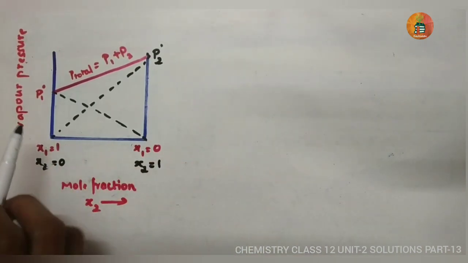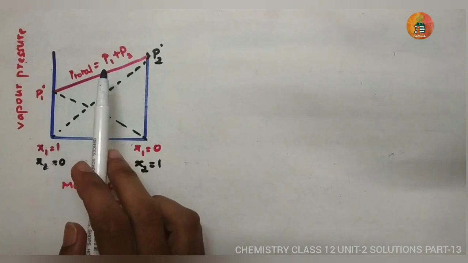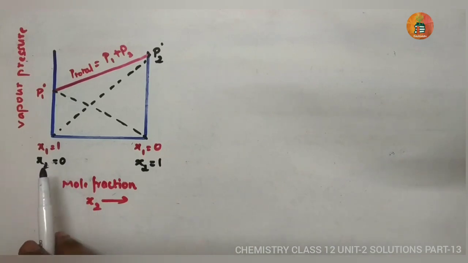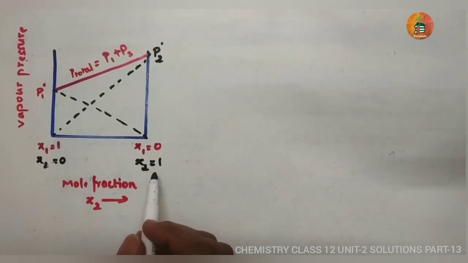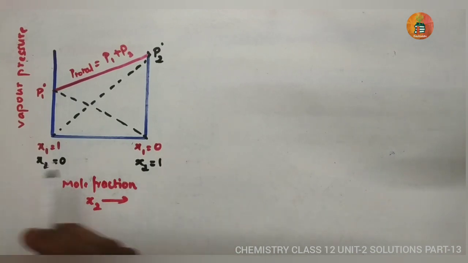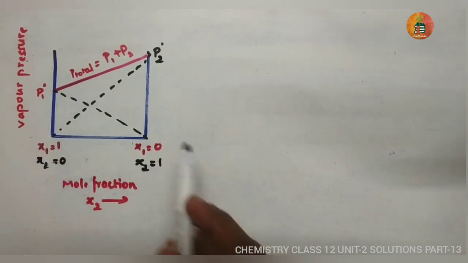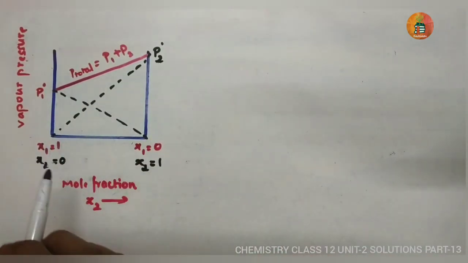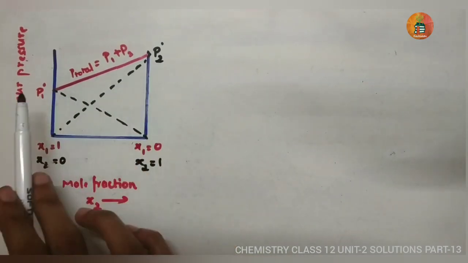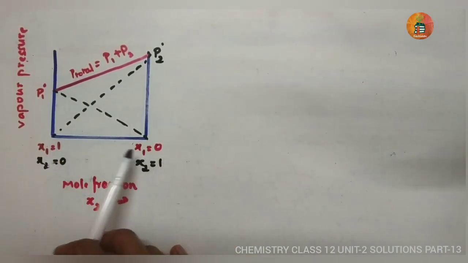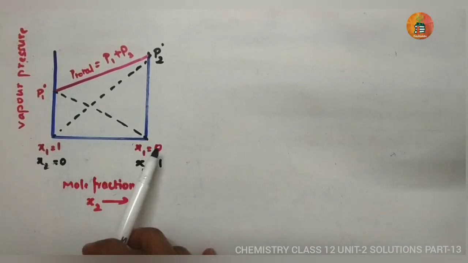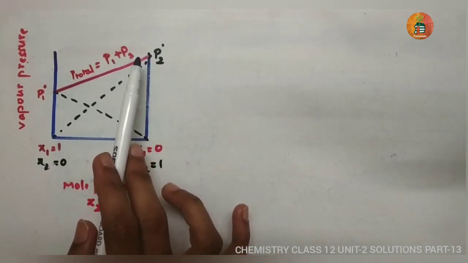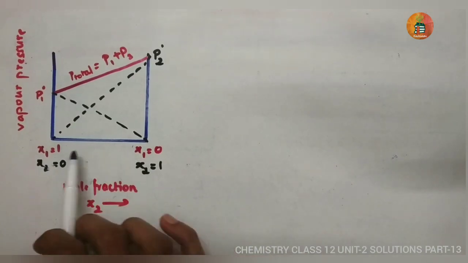And we can also see that the total vapor pressure, that is the sum of the partial vapor pressures of component 1 and component 2, increases with the increase in mole fraction of x2. From here to here x2 is increasing. So as component 2 increases, the total vapor pressure also increases. And it should decrease with the increase in mole fraction of component 1, because from here to here the mole fraction of component 1 is increasing. So the total vapor pressure should decrease with the increase in mole fraction of component 1.